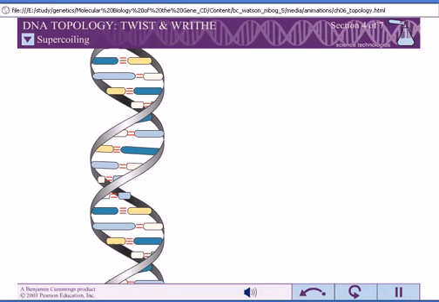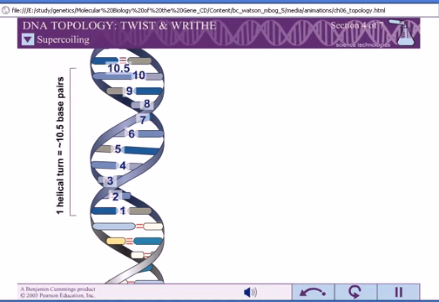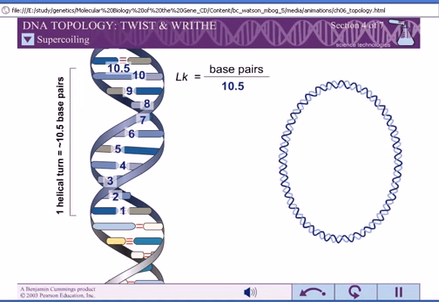Under normal physiological conditions, the average structure of DNA has about 10.5 base pairs per turn of the helix. Therefore, the linking number of fully relaxed DNA can be calculated by dividing the total number of base pairs by 10.5 to find the number of twists. This linking number is assigned the symbol LK0.